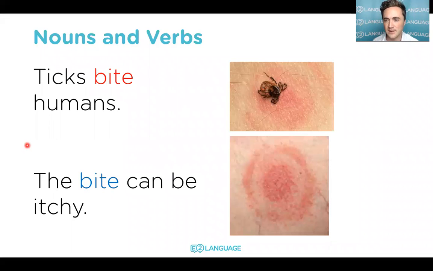This is weird. Have a look at these examples. So here, ticks bite humans. Here's the tick biting the human. So this is the verb. Ticks bite humans: subject, verb, object. Here, the bite, here's the bite, as a noun. So nouns and verbs are sort of, well, it just depends on the sentence whether it's a verb or a noun, right?